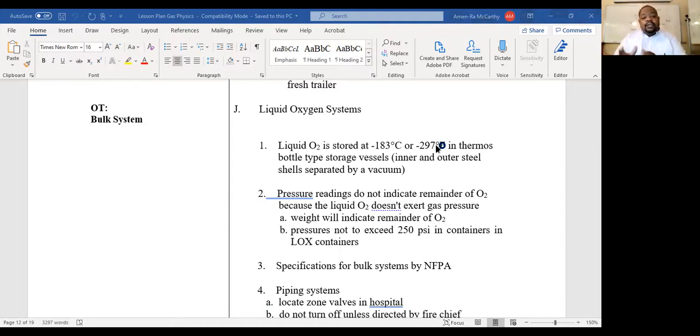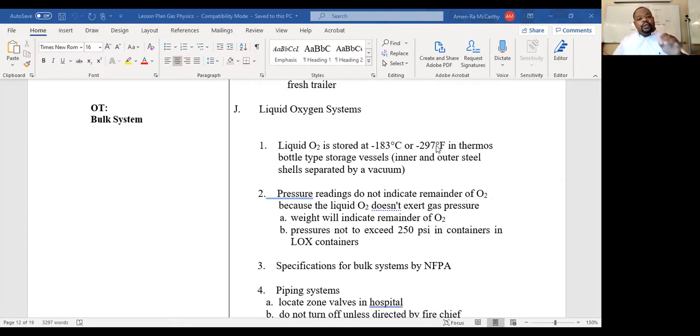So if I know that my critical temperature is that, then I'm not going to store it right next to that temp. I'm going to store it way lower, right? 183, that's about, no, Celsius, that's like what? 118 and 183 was about 70 something degrees lower than the actual critical temperature. So that guarantees this liquid is not going to turn into gas on my watch, okay? Because I've got it stored nice and cold, right?